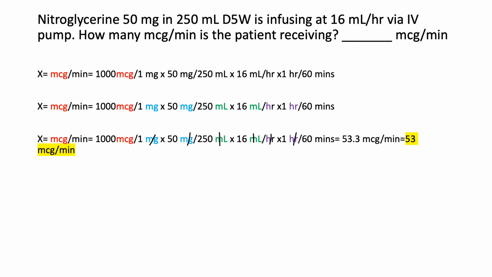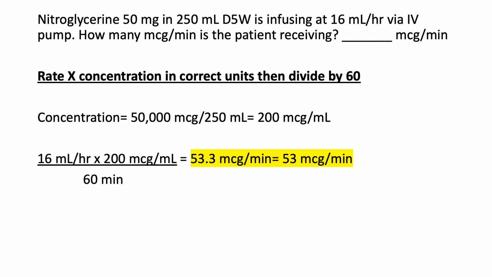Now, some people don't like dimensional analysis. They're like, it's too many numbers. I just can't deal with it. I'm going to show you another way you can do this problem. So to get the mics per minute, all you do is take the concentration, okay? So the concentration, and you're going to put it in the correct unit. So this equation wants to know micrograms per minute.